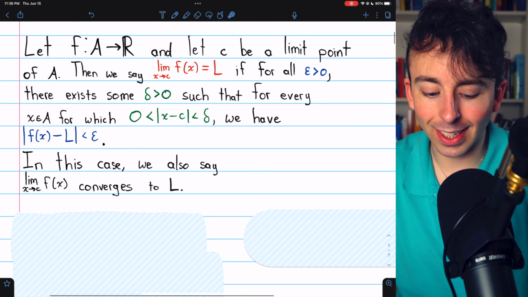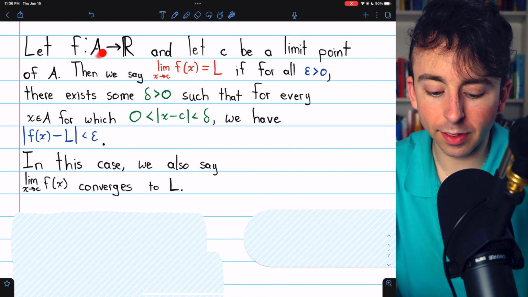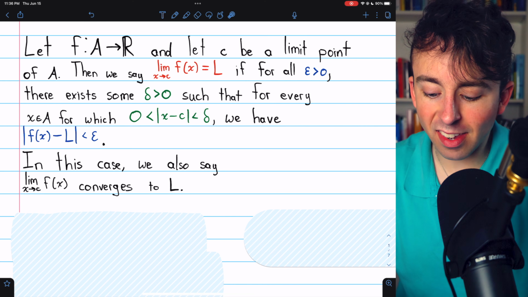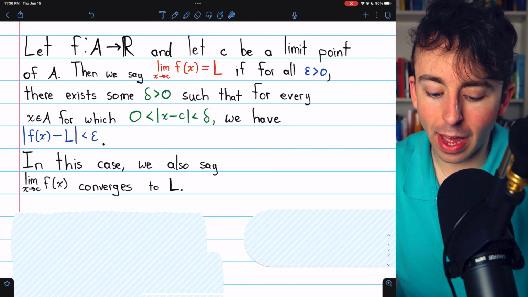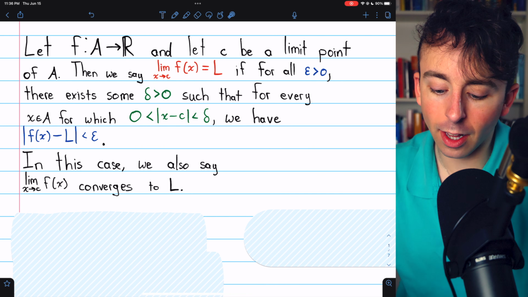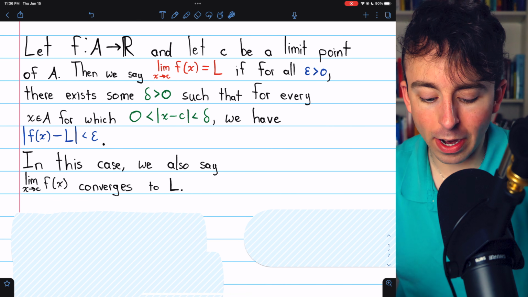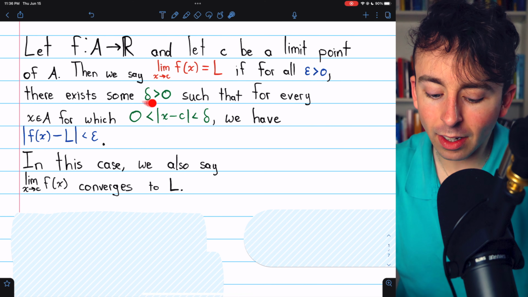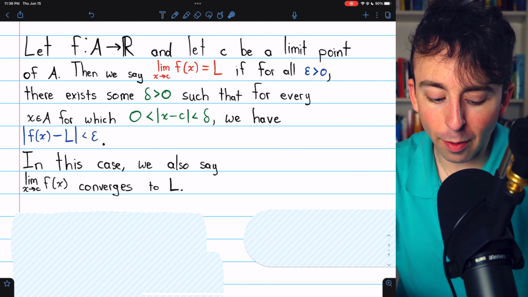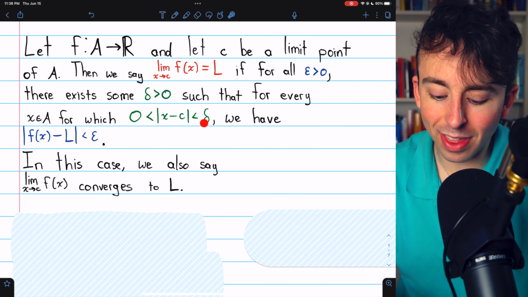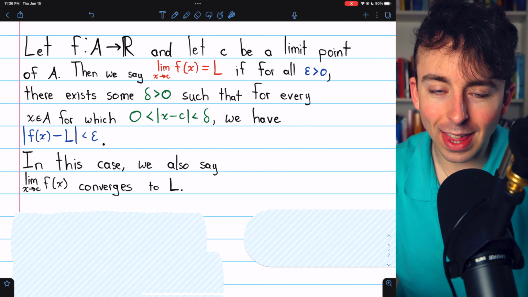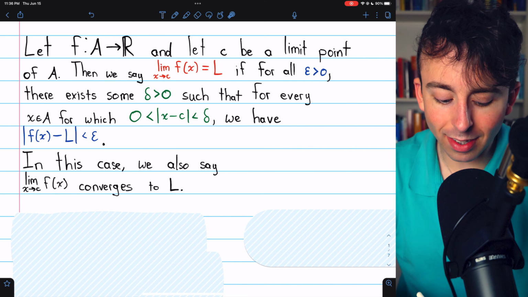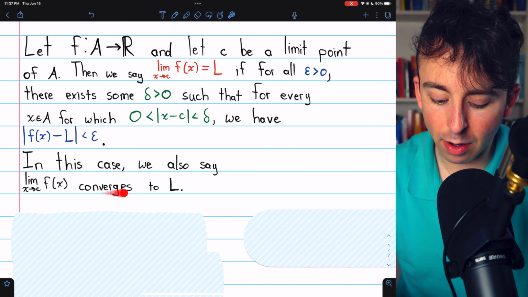All right, let's see the definition. And here it is. Let f be a function from a subset of the reals A to the real numbers, and let c be a limit point of the domain A. Then we say the limit of f of x as x approaches c equals L if for all epsilon greater than 0, there exists some delta greater than 0, such that for every domain element x that is within delta of the limit point c, we have that f of x is within epsilon of that limit L. And in this case, we say that the limit of f of x as x approaches c converges to L.